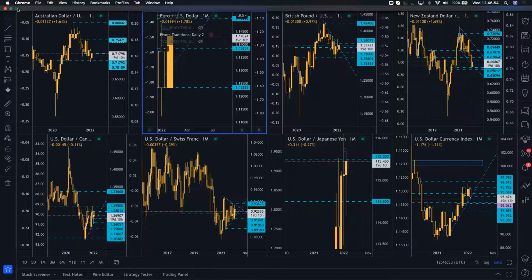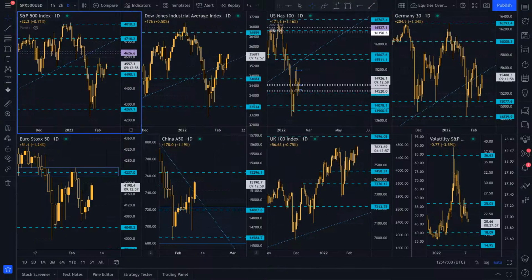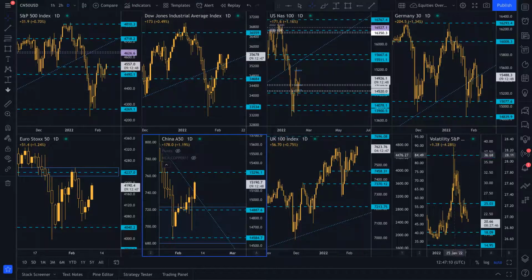Now, a couple of trades we've been looking at, just want to update you on those. The China A50. Now, let me put here all these other countries, US, Germany, FTSE, Euro stocks, all of that has been rising.